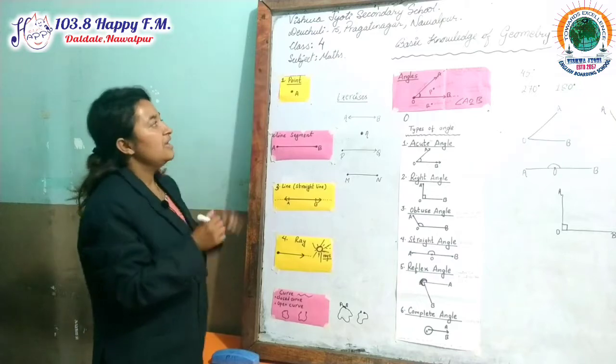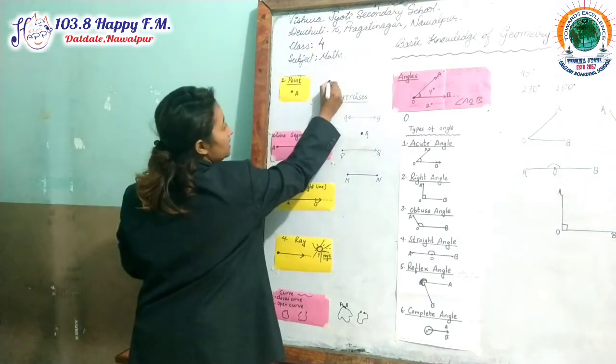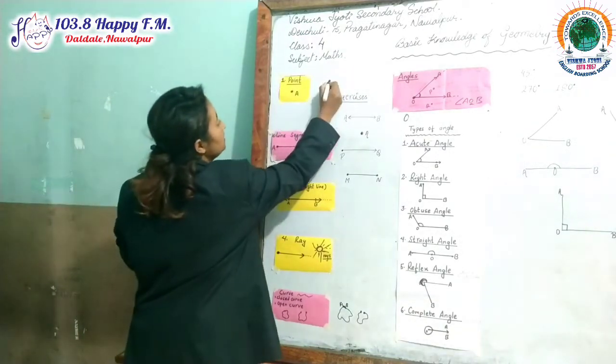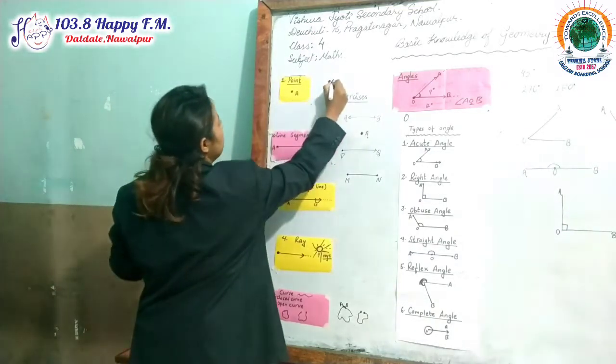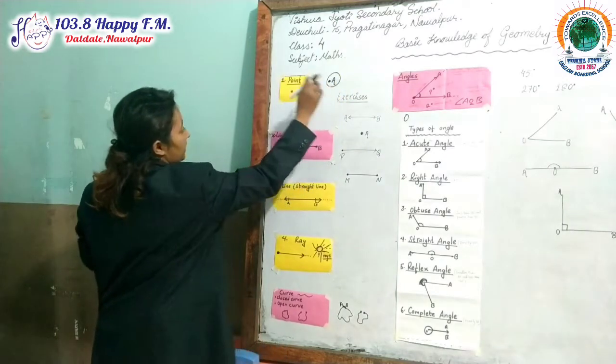A point. It's very simple. The point is a dot. You can make a dot while writing. At first you can make a dot. This dot is simply a point. If you name it A, the name of the point will become point A.